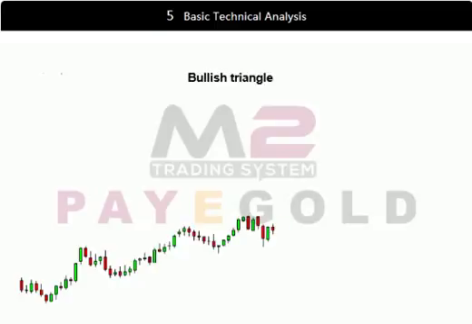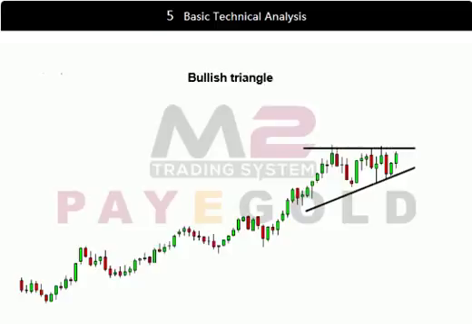Triangle pattern. Technical analysis recognizes 3 types of triangles. Bullish triangle. In this pattern, the lower side of the triangle slopes upwards while the top side is horizontal. 80% of the time, the breakout from this triangle pattern will occur in an upwards direction.